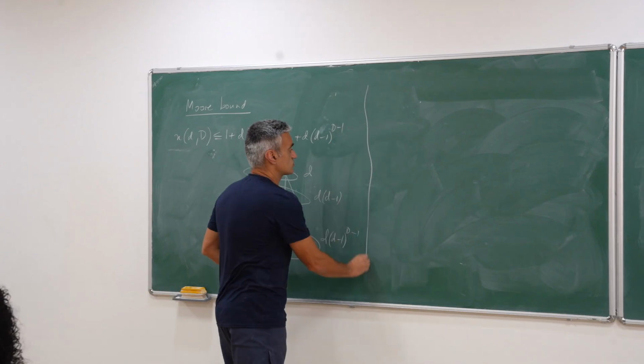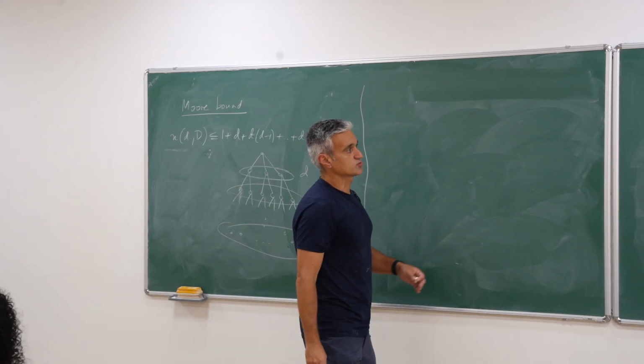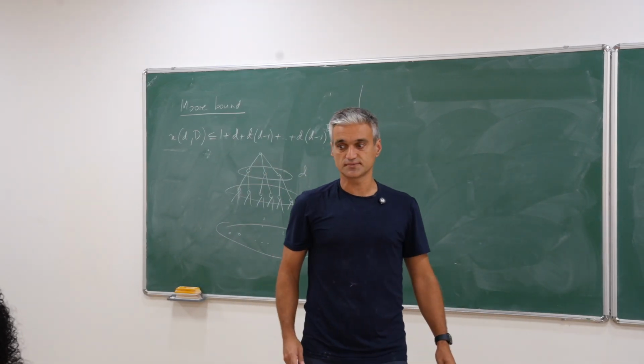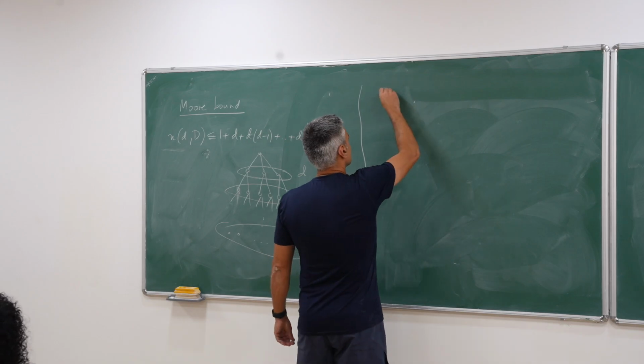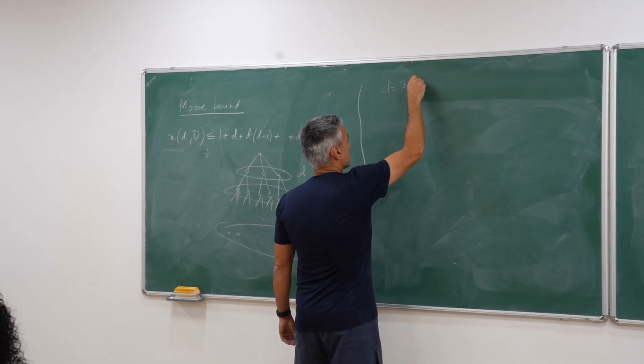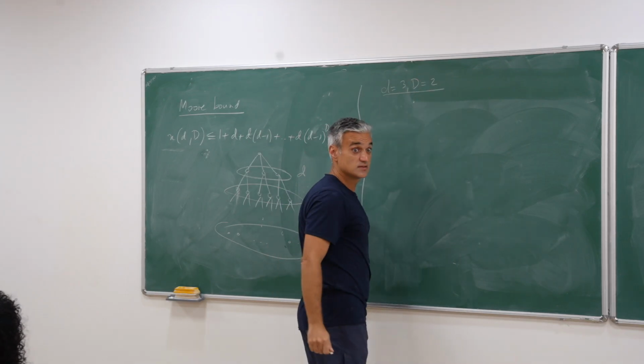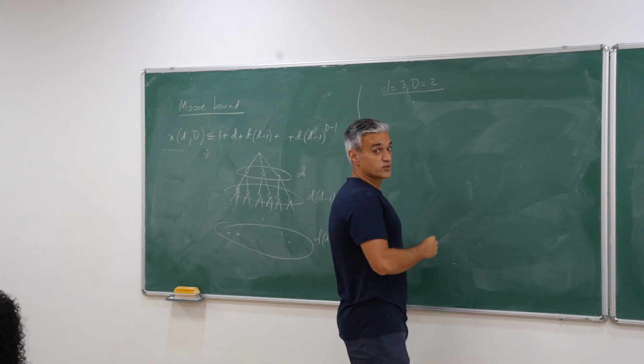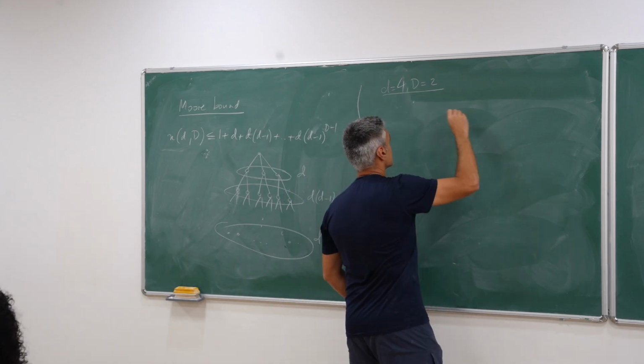Now let's do something easy. Okay, so we did d equals 3, D equals 2. Now d equals 3, capital D equals 4. We'll do this.